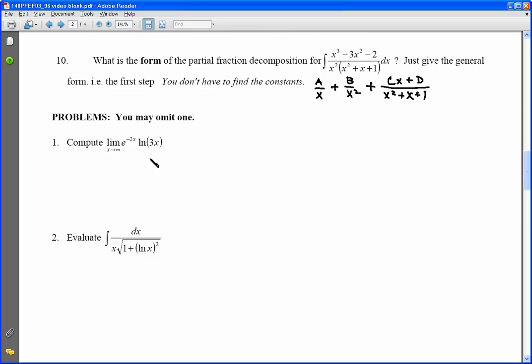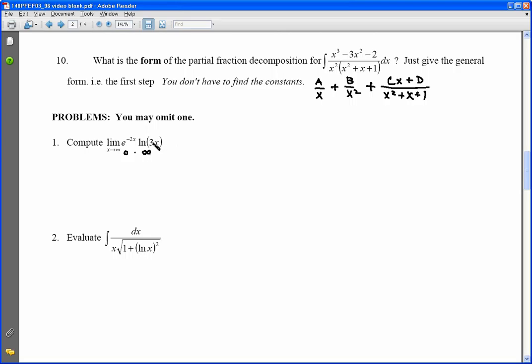Alright, on to the problem section. So here we're computing a limit. We've got an e to the negative 2x and a log 3x. X is going to infinity. So this piece is approaching 0. And then as x goes to infinity, log 3x approaches infinity. So this is 0 times infinity. That is an indeterminate form. So it's asking us for L'Hopital's rule.